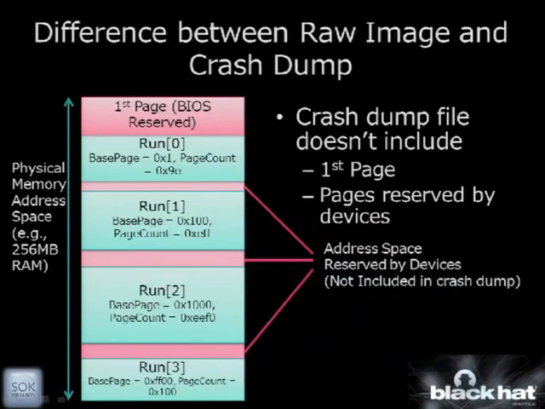Do you know the difference between a raw image and a crash dump? Okay, a crash dump does not include two data areas. One is the first page reserved by the BIOS, and the other is the address space reserved by devices. If you want to get those pages, I recommend the raw image format in acquisition.